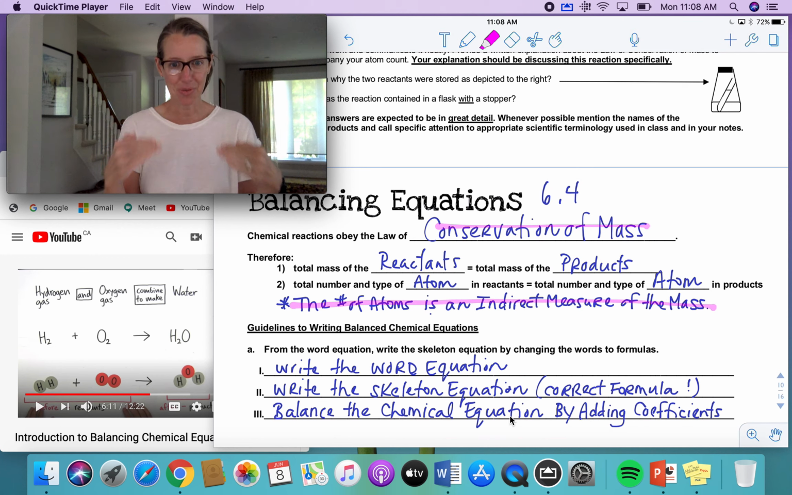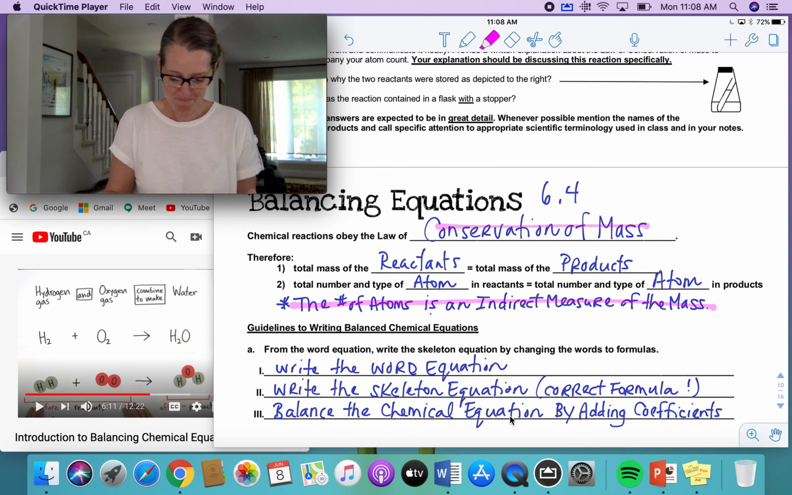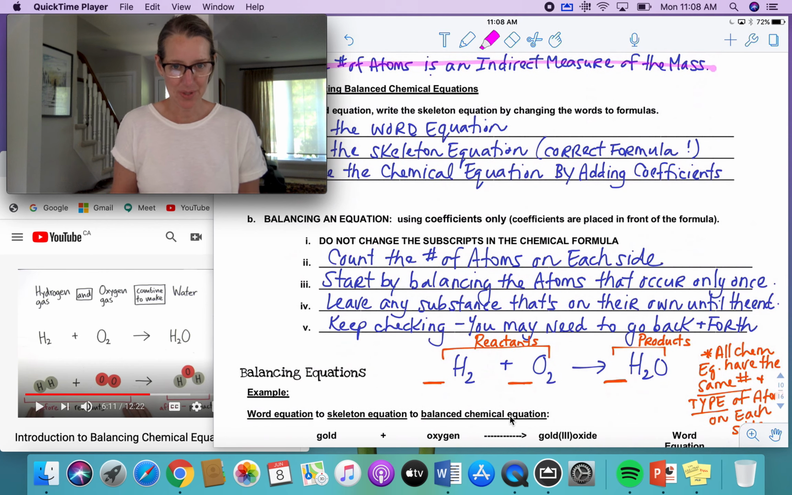Then step number 3 is to write what we call the balanced chemical equation, and all you do is you add a coefficient to the beginning of the compound so that the number of atoms on the reactant side are equal to the number of atoms in total on the product side. Okay? Here we go. Some rules. So you could write down the rules if you'd like. Write them on a summary sheet if you don't have a handout because you can't print.